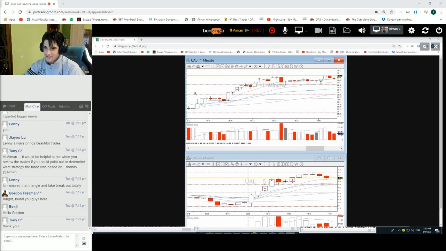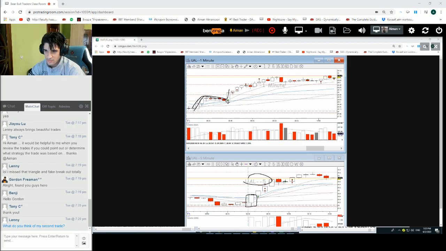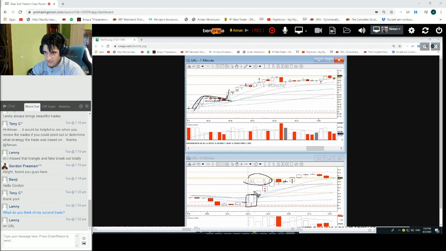Now UAL, what is this setup? It's a 5-minute open range breakout, and this is my favorite 5-minute open range breakout. Why is that? This is a 5-minute open range breakout on the 5-minute chart, along with an ABCD pattern on the 1-minute chart. So you're having two setups: ABCD pattern on the 1-minute chart right there. It held clearly the moving average right here, buying wicks right there, and it broke up on the 5-minute chart.